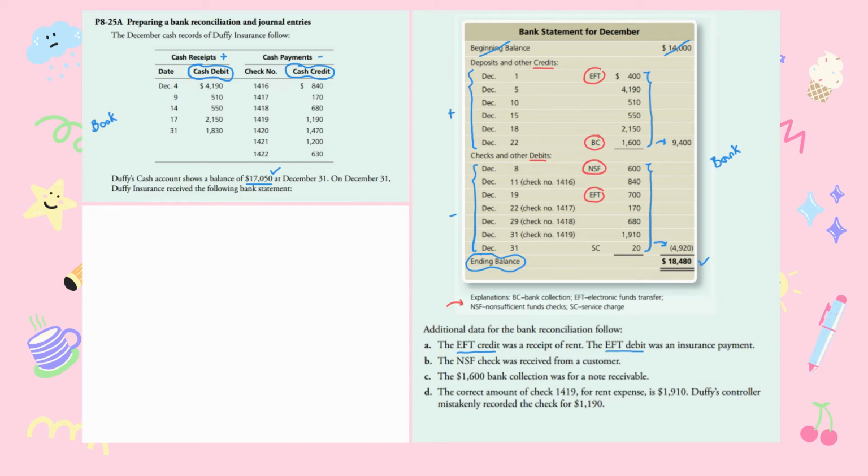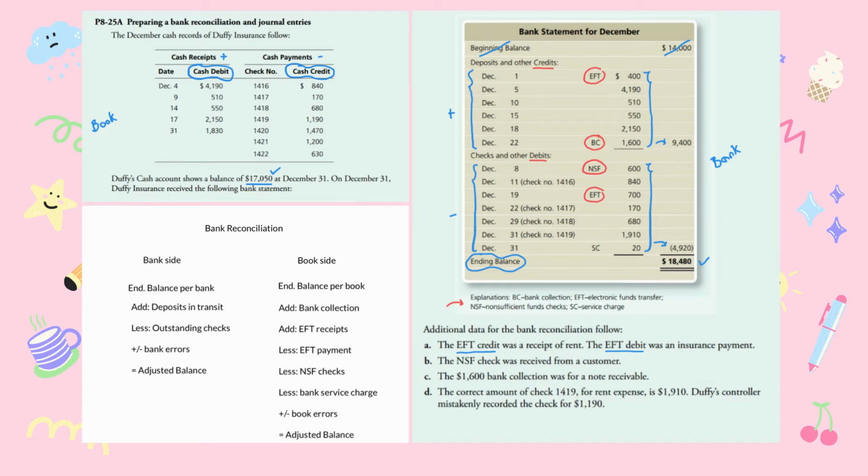D, the correct amount of check 1419 for rent expense is 1,910. Duffy's controller mistakenly recorded the check for 1,190. So here we have an error. We're going to check it later on. So let's do the bank reconciliation.